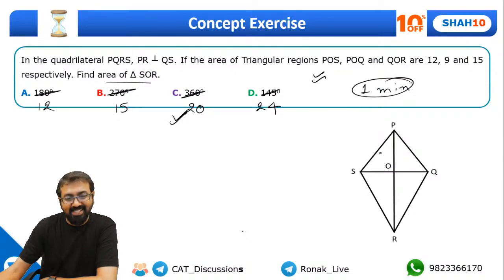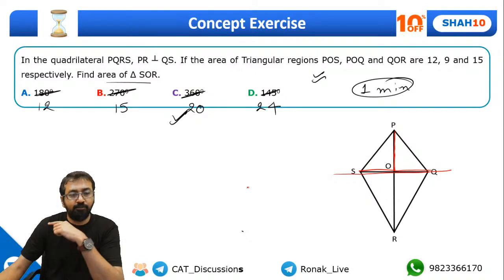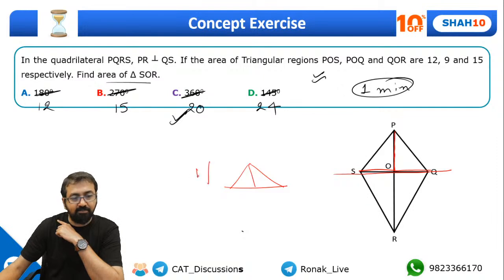Okay, guys, let's understand. Please understand this triangle. Let me highlight it by red color. Triangle POS and triangle POQ are on the same base. So their height will be the same. If two triangles are on the same base, their heights will be the same, right? So their area ratio will be in the ratio of their bases.